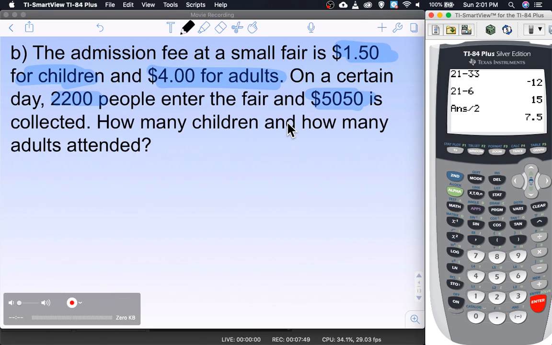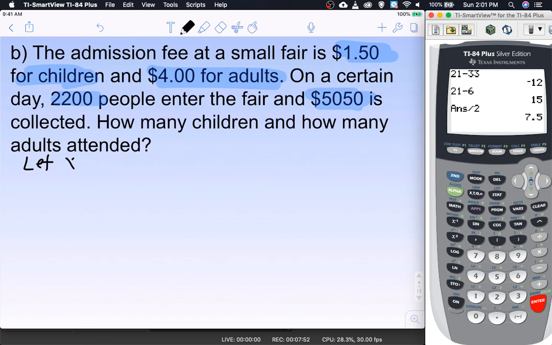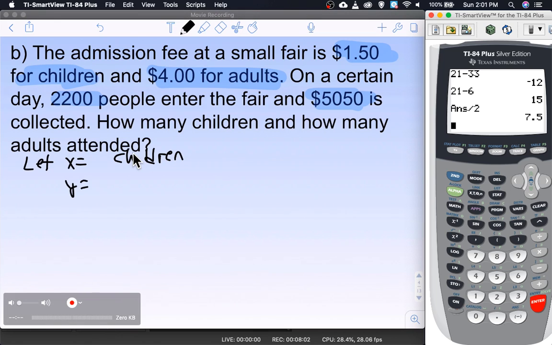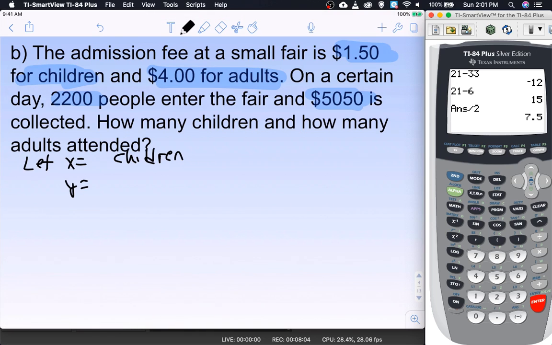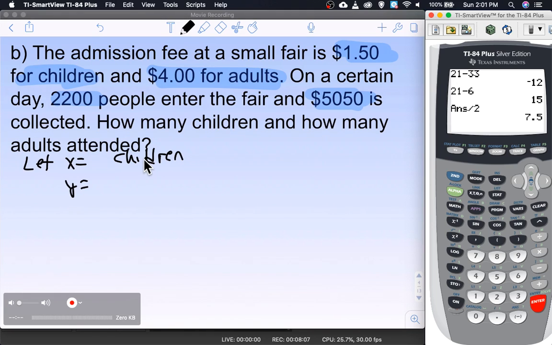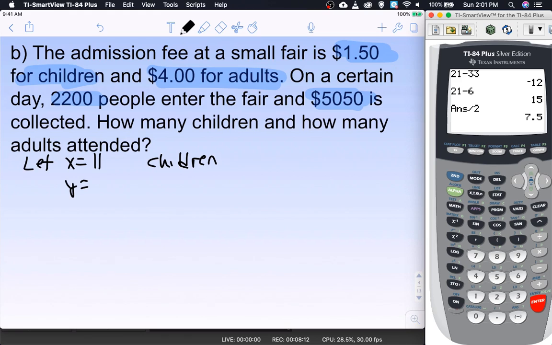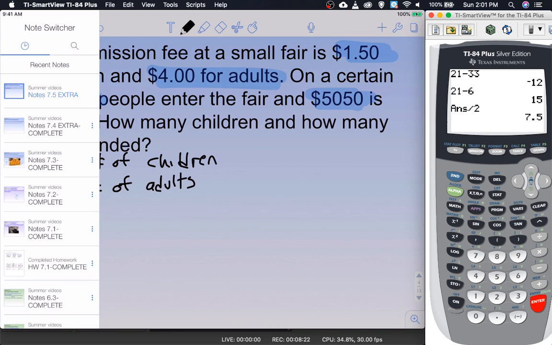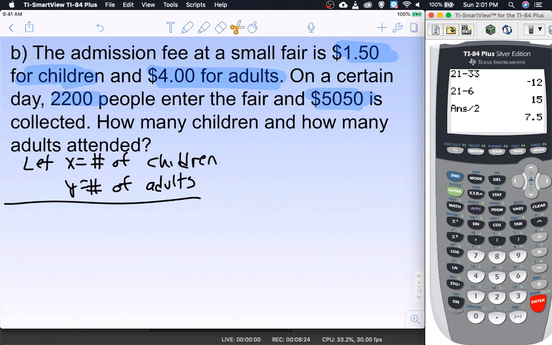So when you're defining your variables, so let x equal and y equal, don't just say x is children. This is not a very good labeling. And why? Because what about the children? Is it how many children? Is it the cost of the children? The height of the children? Like, this is not very explicit. We would like to know how many. So the number of children and the number of adults. So now we have our variables defined.